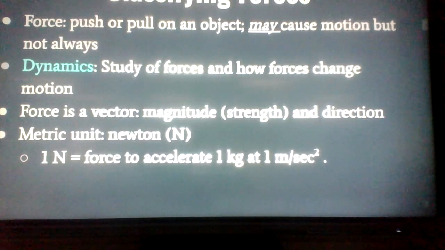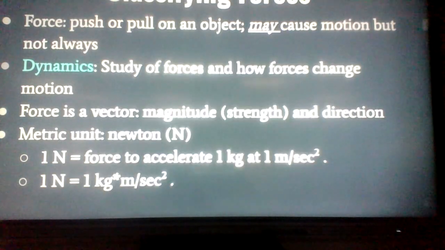A Newton is defined as the force needed to accelerate 1 kilogram of mass at a rate of 1 meter per second squared, gaining 1 meter per second of speed for every second of time that we apply the force. So a Newton is the force needed to accelerate 1 kilogram of mass at a rate of 1 meter per second squared. Because of the definition, we see that the Newton is actually a kilogram meter per second squared. That little asterisk thing, that's the computer's symbol for multiply. So it's kilogram times meters per second squared.